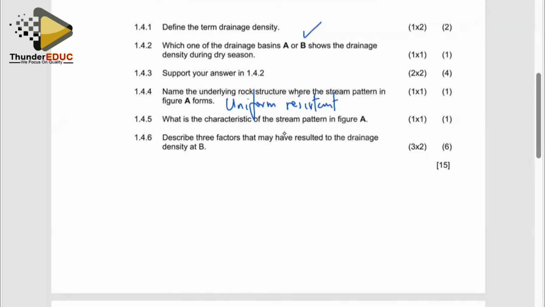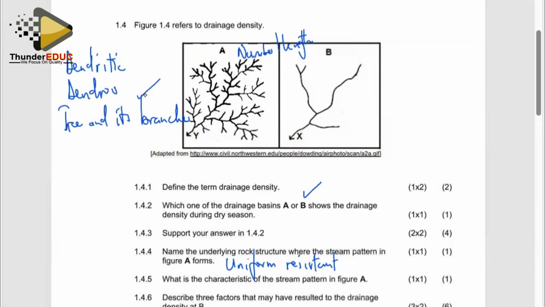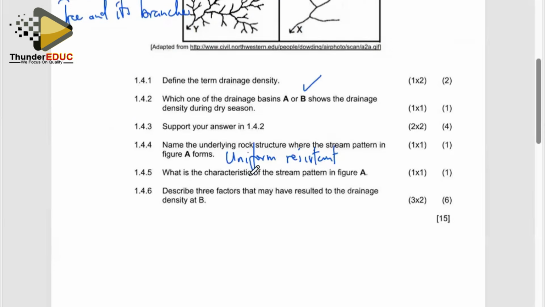What is the characteristic of the stream pattern in figure A? What's the feature of the stream pattern? If you look at this, this is dendritic, and where does the word dendritic originate from? It is from dendros. And what's the meaning of dendros? It means a tree and its branches. So if you check the nature of this drainage pattern here, it resembles a tree and its branches. So that is basically how you can describe the nature of the pattern there.